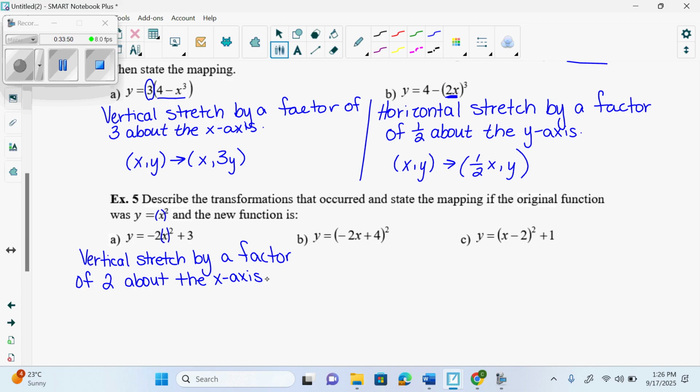If there's a negative in front of it, what does that mean? Reflection in the x-axis. Someone's been doing his homework. That is the point. See? It works out. What does the +3 at the back do? Vertical translation, 3 units up.